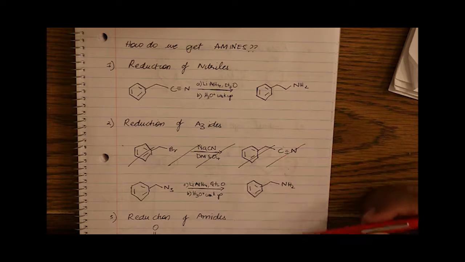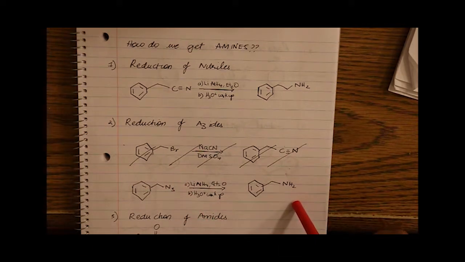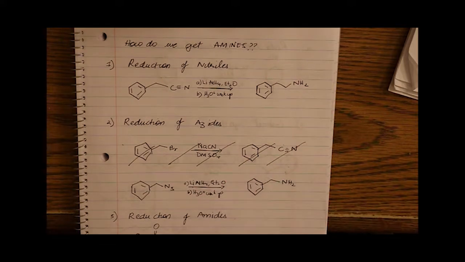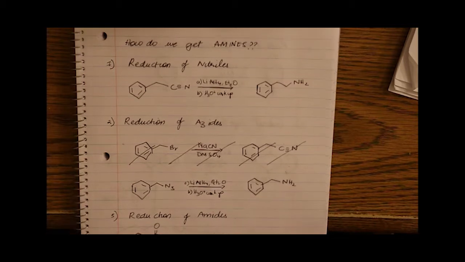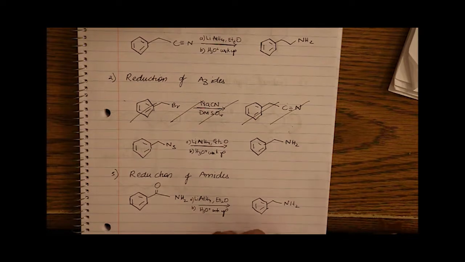When you see azides, think N3. So we have N3 being reduced to NH2 in the presence of the sledgehammer reducing agent again. Next is the reduction of amides. So this whole amide group is being reduced to the amine group.